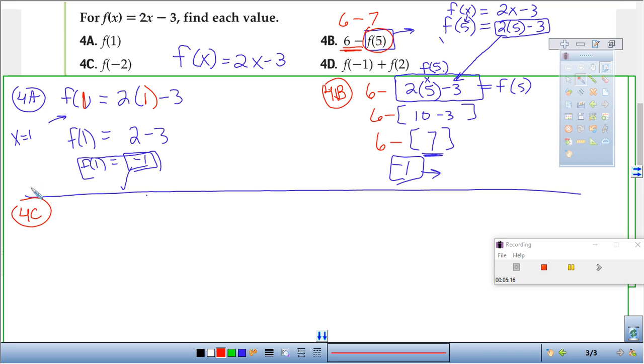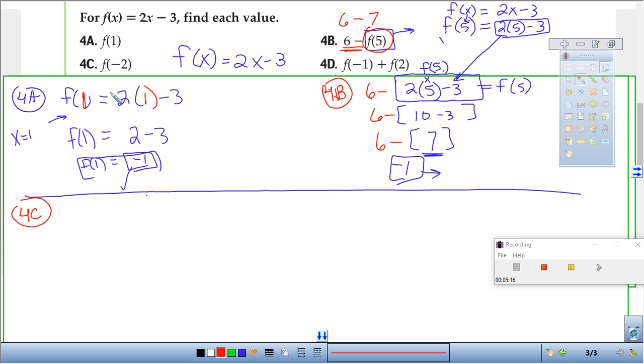4C. Try 4C. If you get it wrong, no worries. Just erase it and copy it, and let's do it right now. This will be the last example. Okay, so I can go ahead and put this on YouTube. Actually, last time I put it on YouTube, I think it crashed, so I'll just put it on Google Classroom.